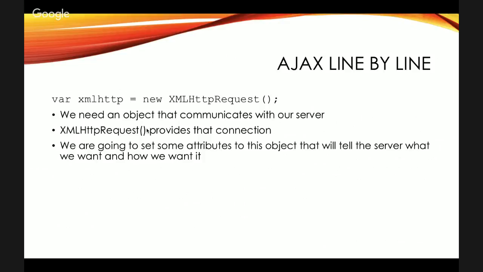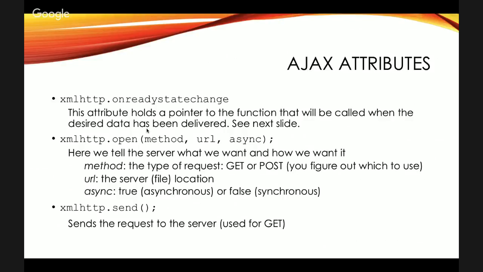So here it is line by line. We get the request object. And I kind of explained it fairly well on the previous page. It's just a connection to the server. But you need to give it some specifics so it knows what to do. The onReadyStateChange is a pointer to a function. And we will see more of that on the next slide.